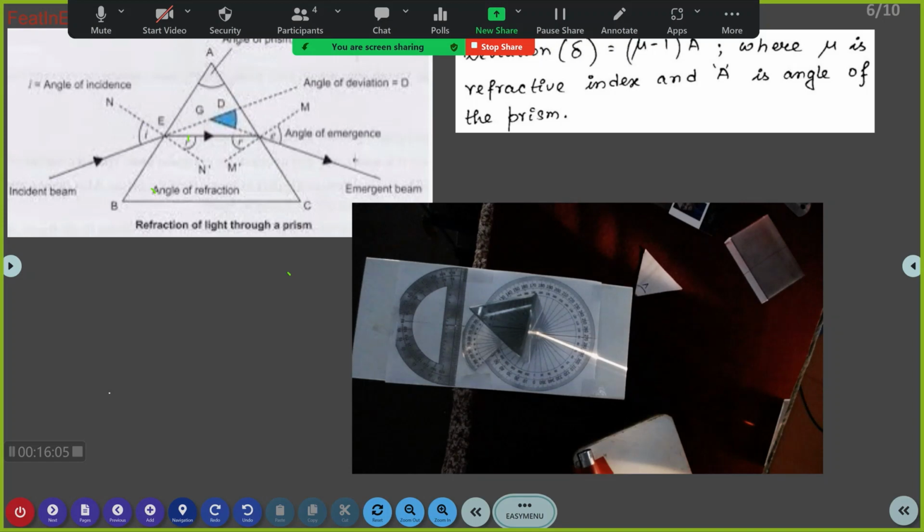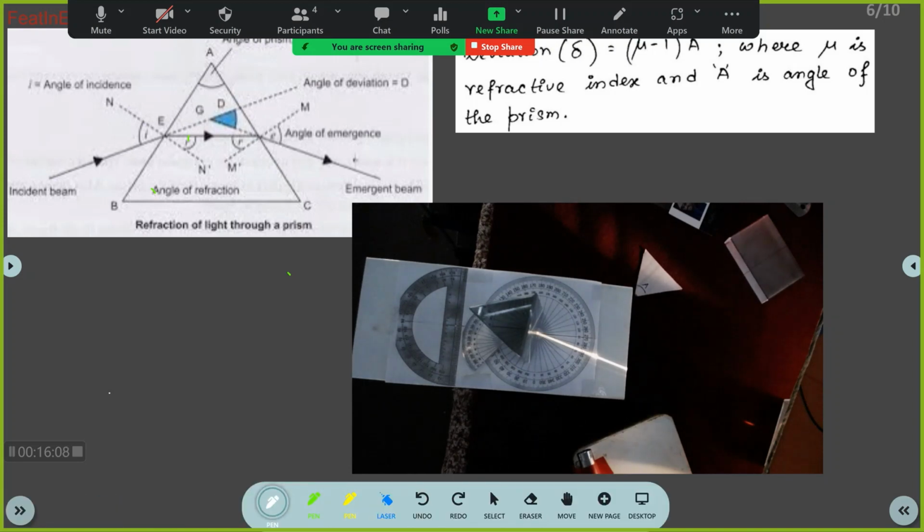If you draw a graph of the deviation versus angle of incidence, then you are going to plot the graph. For some angle of incidence I1, there is some deviation, and for some angle of incidence I2, you will get another point. Like that you will get different points. So this graph will be like this.